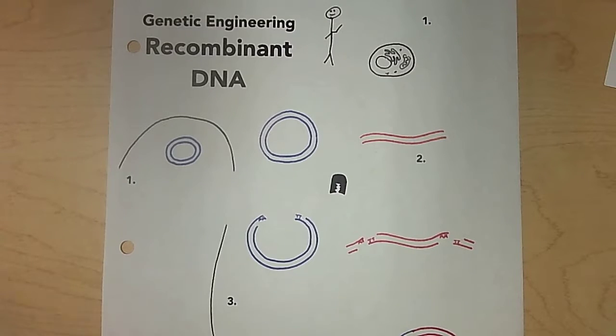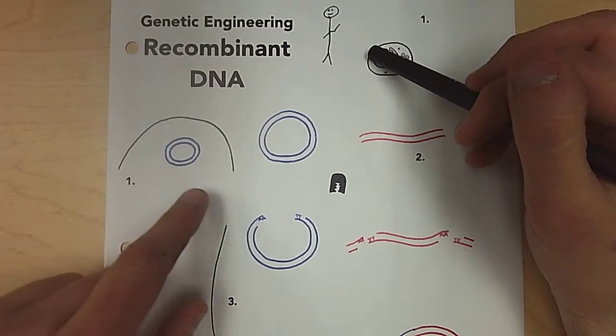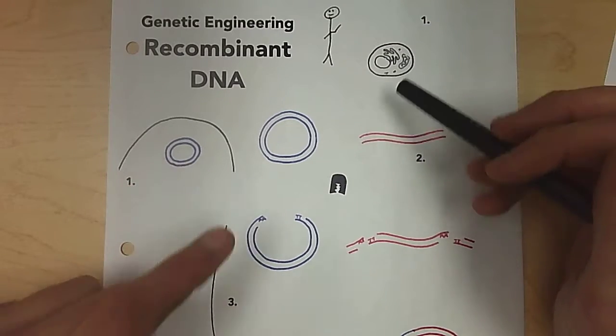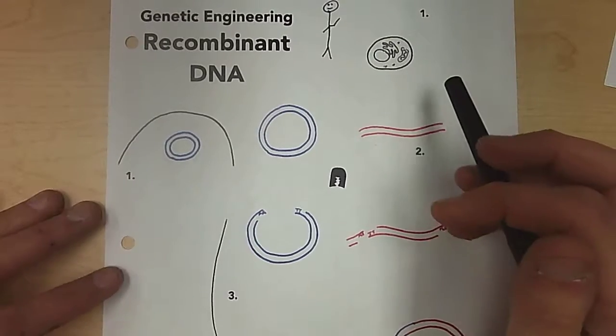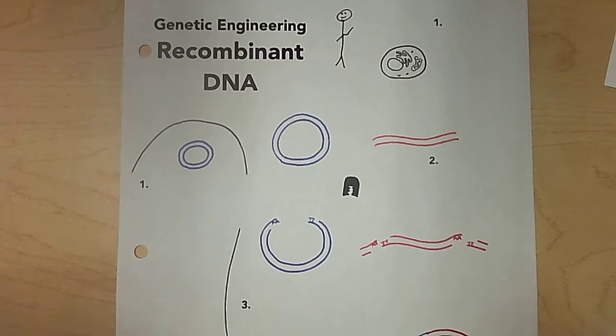Hello everyone, it's Mr. Wolfe here, and in this video I'm going to be going over the biotechnology of recombinant DNA. Whenever we have recombinant DNA, we're taking DNA from one organism, in this case a human, and inserting it into the genome, the DNA of another organism, in this case a bacteria. The reason we're doing it in this case is so our bacteria could actually produce a human protein.